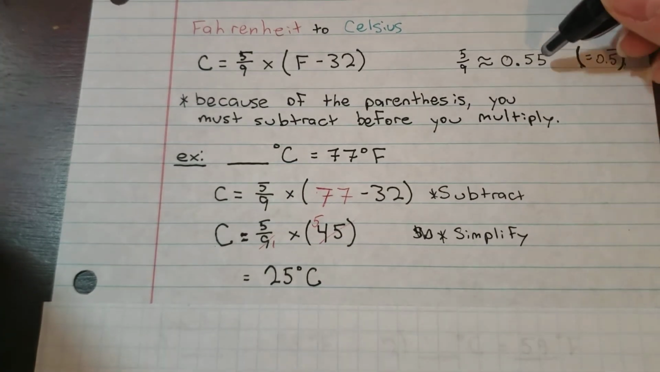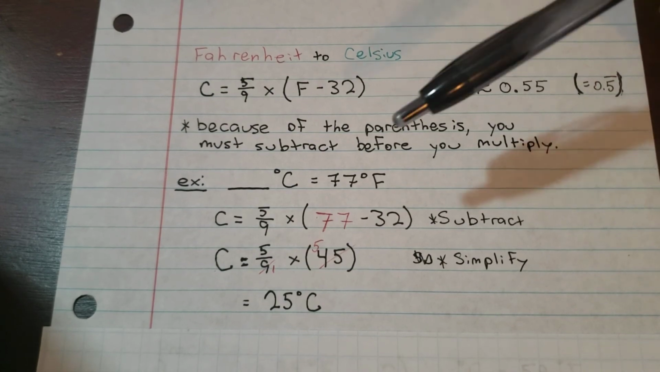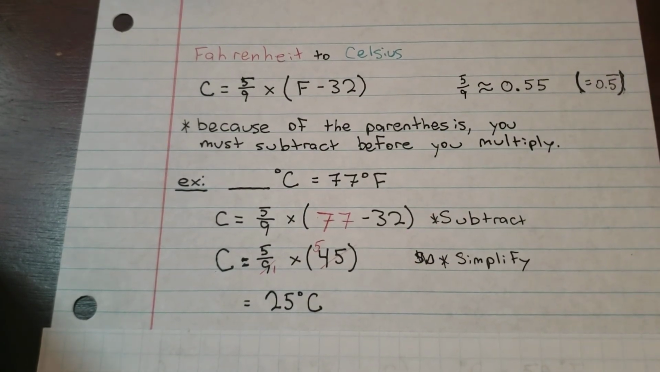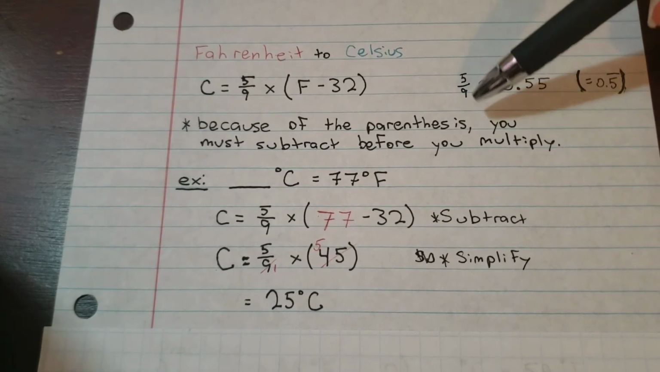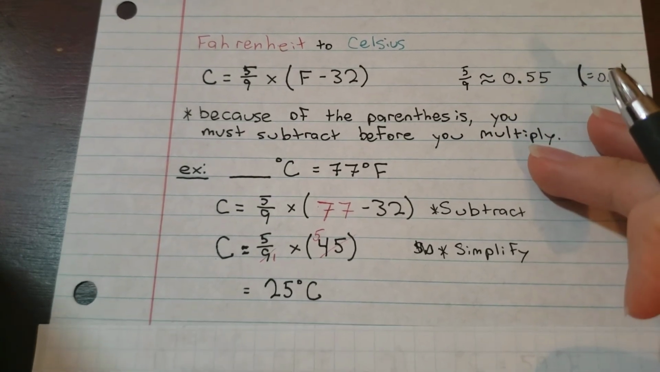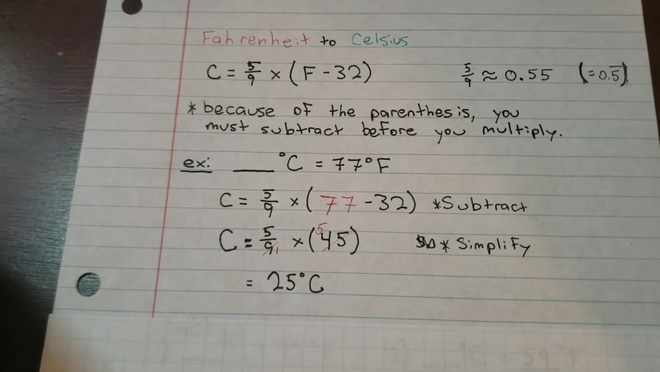Now, if you multiplied it by 0.55, I think it'll get you like 24 point something degrees Celsius. So it's close, right? But that's why it's an approximation. And it'll get you there shortly.